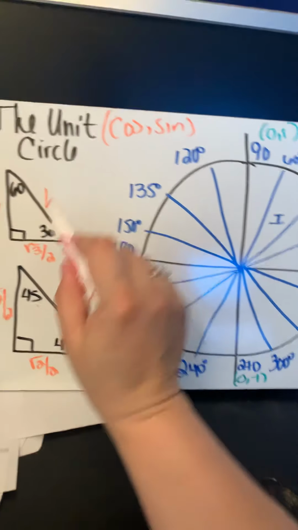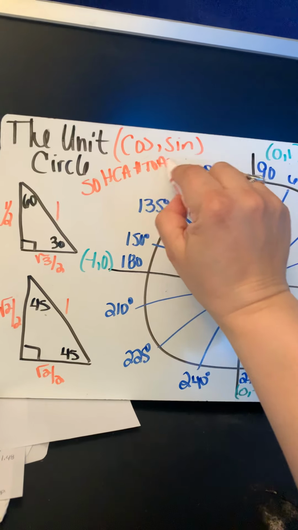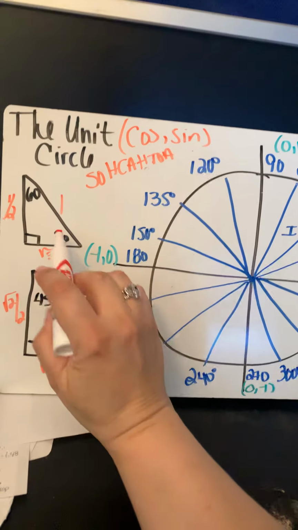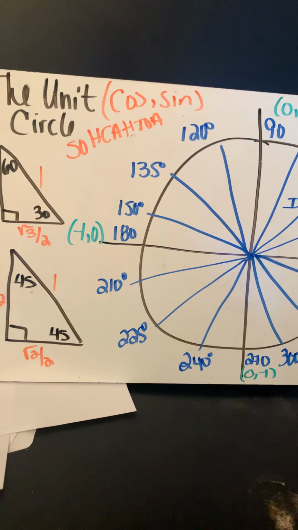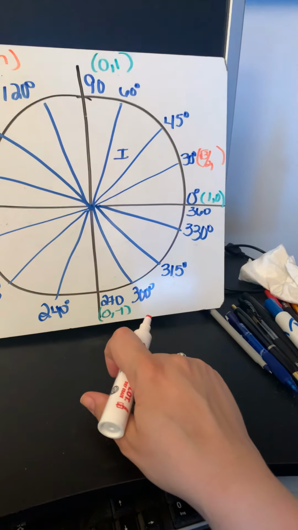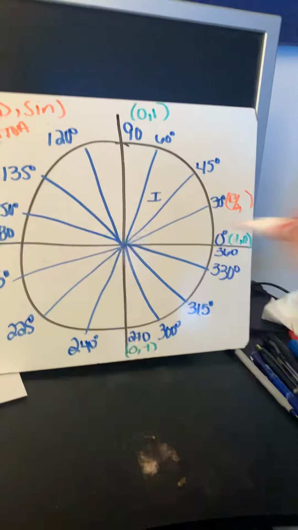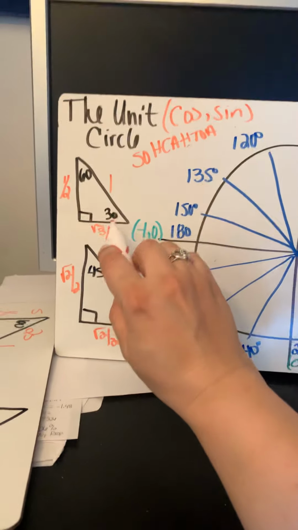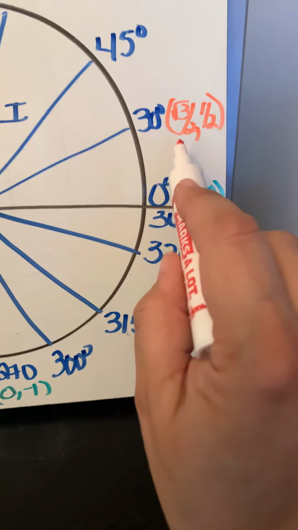So I'm going to go over here. Cosine of 30. Remember cosine, if we think back to SOHCAHTOA, cosine is adjacent over hypotenuse. So 30 degrees, adjacent over hypotenuse, cosine is going to be root 3 over 2. So what's my sine? Opposite over hypotenuse. That means my sine is 1/2. So my ordered pair at 30 degrees is root 3 over 2, 1/2.